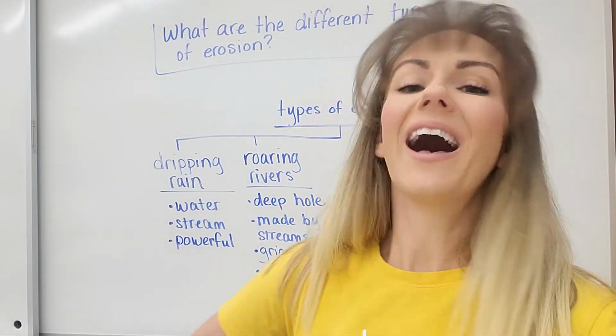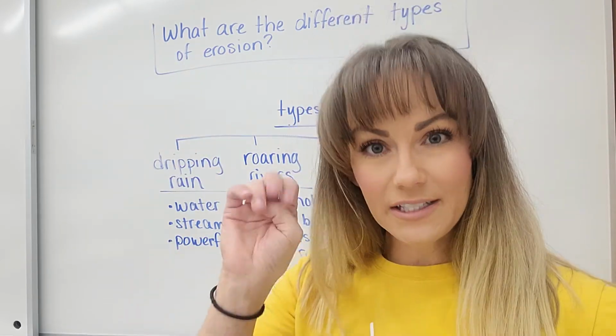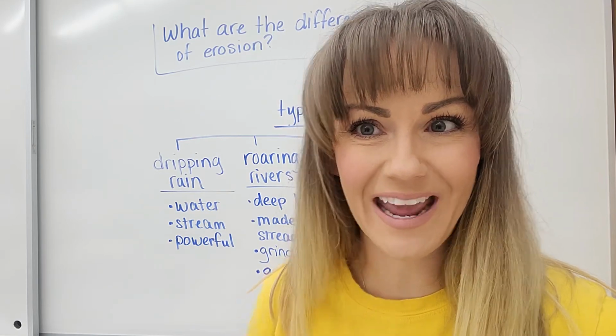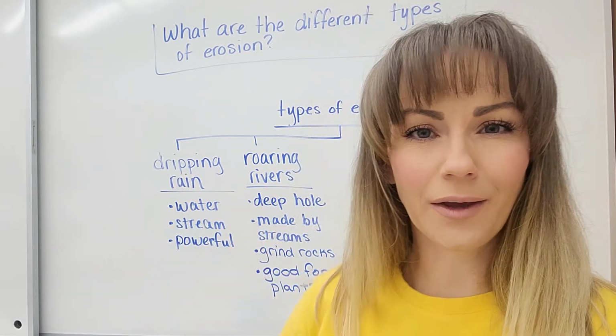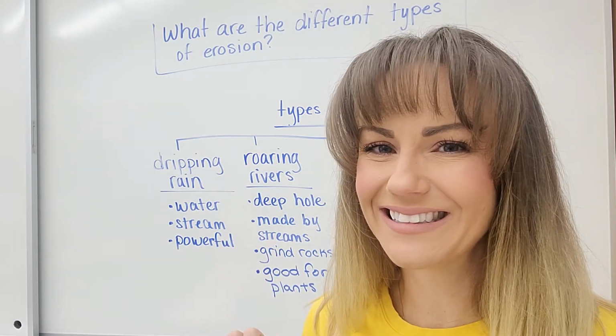That's pretty cool. All right, ladies and gentlemen, alert, alert, alert. Your assignment for today is to tell me about the 2 types of erosion that we talked about today. So dripping rain and roaring rivers. And give me some details about them, okay? Don't forget the details.